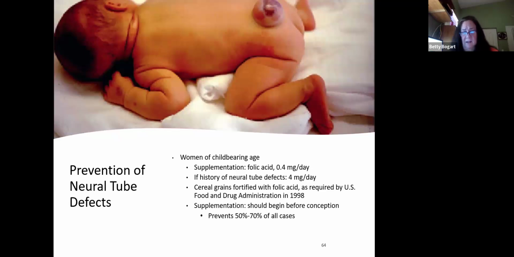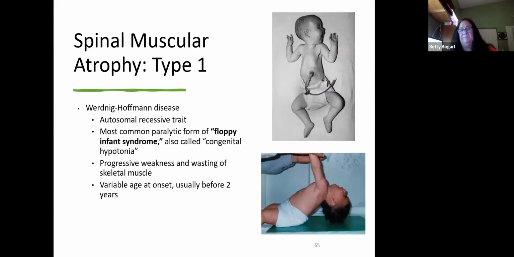We can prevent a lot of these, and this was from your pharmacology, folic acid. We should know before we want to get pregnant, of course, all the time, we know that. Not, but it would be nice that we started our folic acid at least a month before we wanted to get pregnant, and it does help decrease the incidence of neural tube deficits.